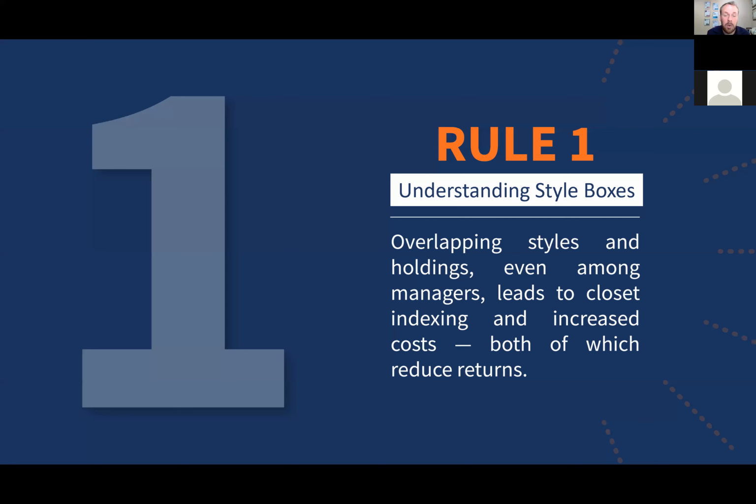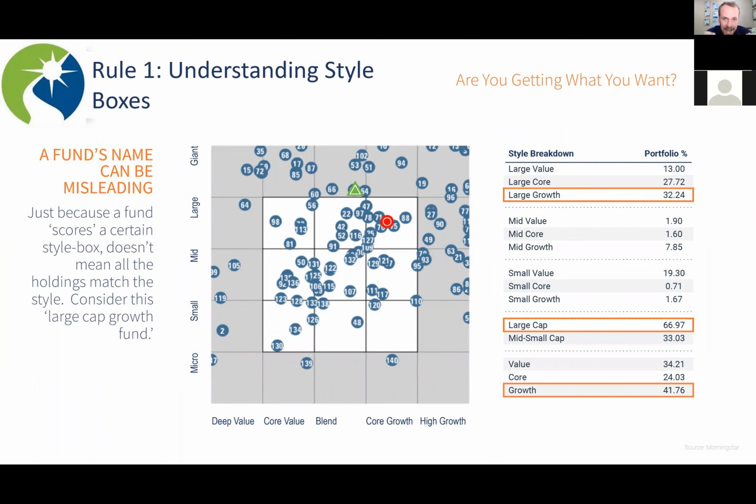The key here is that we want better management. We want higher quality management. And that can be found by understanding these style boxes a little bit better. So closet indexing, increased cost, both of those can reduce overall returns. So let's talk about what a style box is.